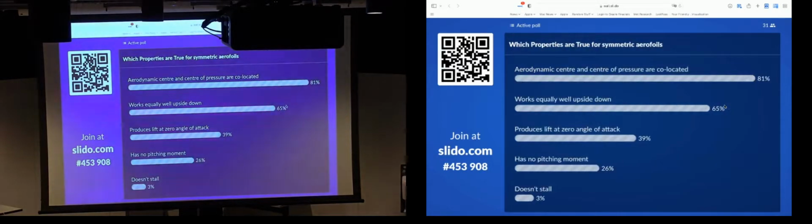Question 3. Which properties are true for symmetric airfoils? Now, symmetric airfoils are nice. They're very easy. They're also not particularly useful for a lot of things, but they're easy. The aerodynamic center and the center of pressure are co-located. 81% of you said that. Works equally well upside down. 65% of you said that. Produces lift at 0 angle of attack. 39% of you said that. 26% of you said no pitching moment, and 3% of you said it doesn't stall.